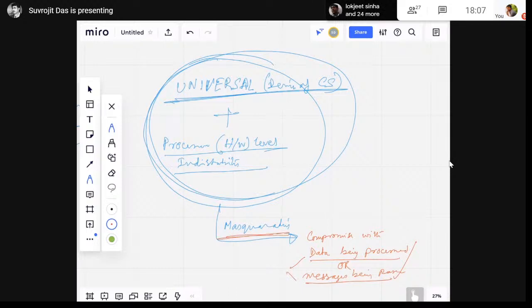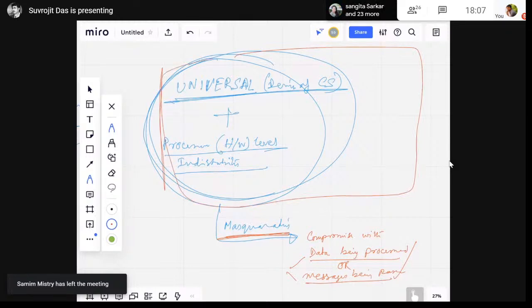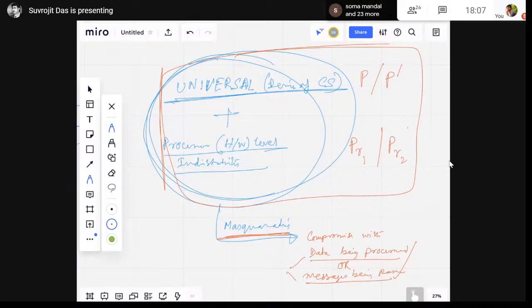What do I mean by this? What I mean by this is a single program. Let me extend this box. A program P may be well replaced by program P prime, and a processor PR1 may be replaced by processor PR2 without any pain, right? So if I have physical access to your machine, I can just change the processor. And in that changed processor, I make something.